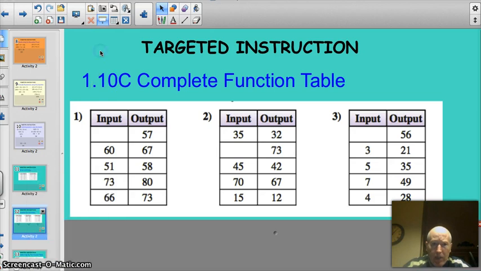I skipped 10.b and B1 and B2. I want to end with those. Complete the function table here. Why don't you pause the video and see if you can figure out what numbers go in the blanks in table 1, table 2, and table 3. Go ahead.